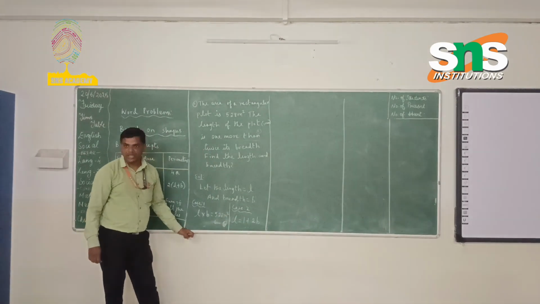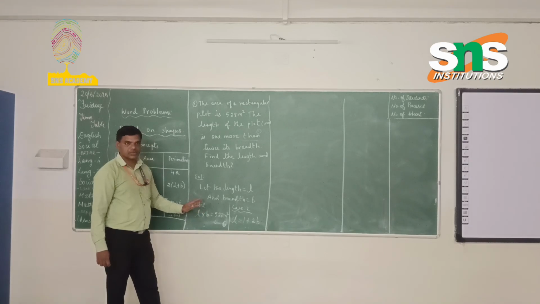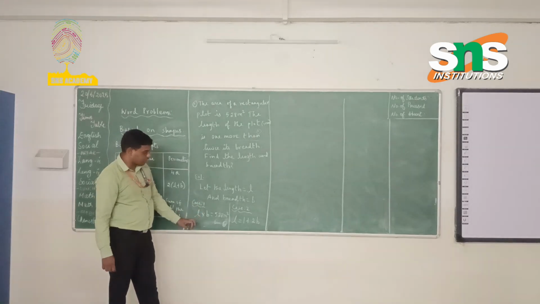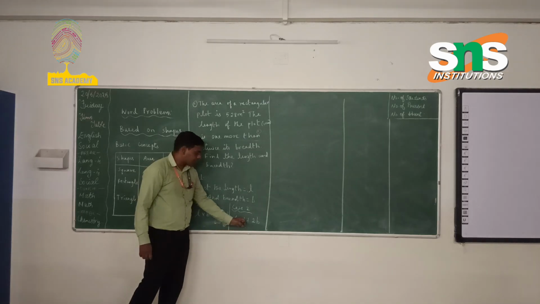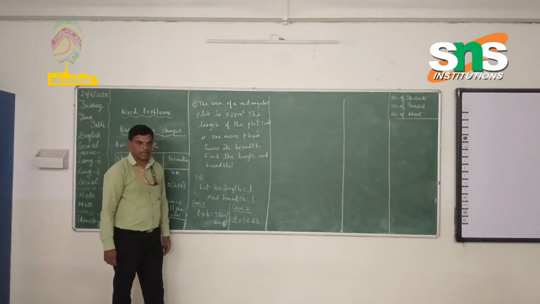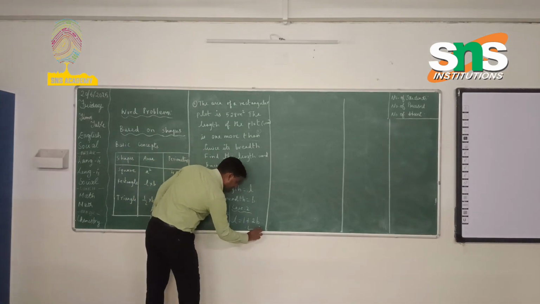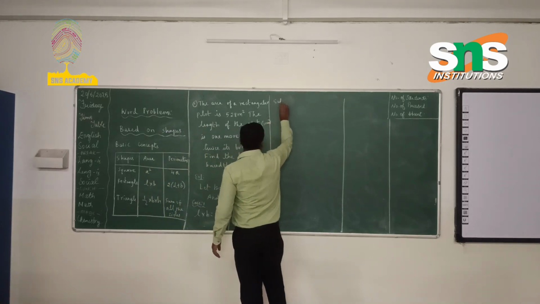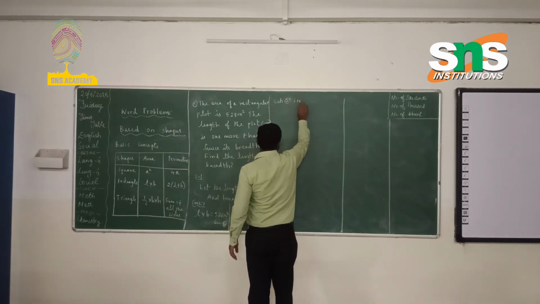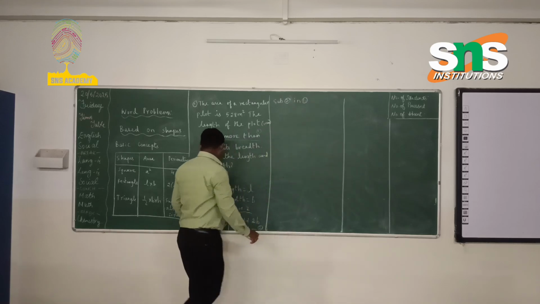Any doubt? It is very simple. The wording is also very simple. So area they have given and they are talking about the length. Length is 1 more than twice its breadth. Now this is equation 2. Now substitute 2 in 1.